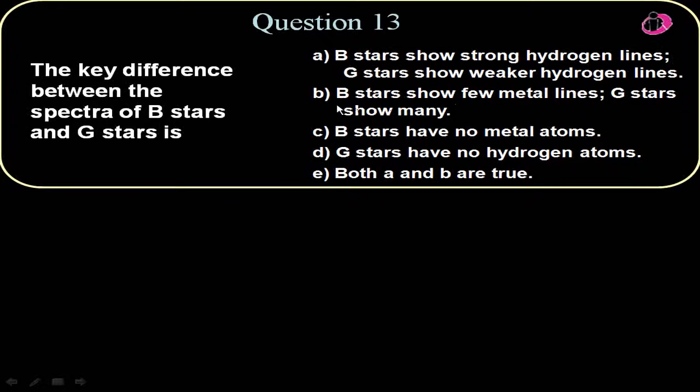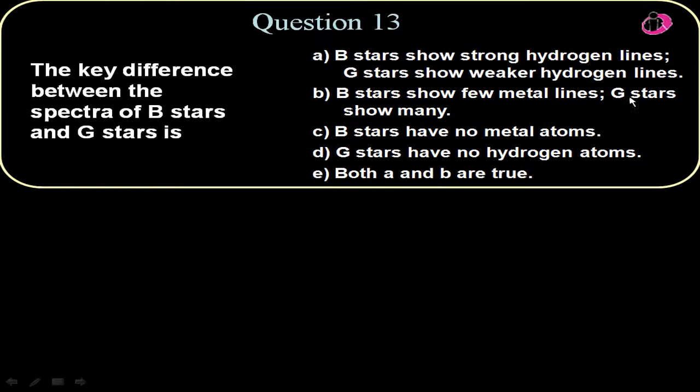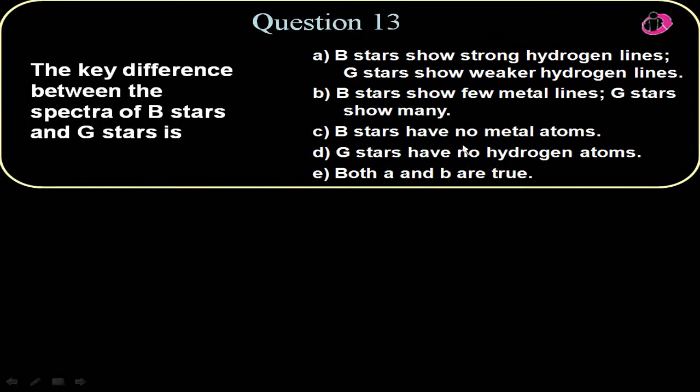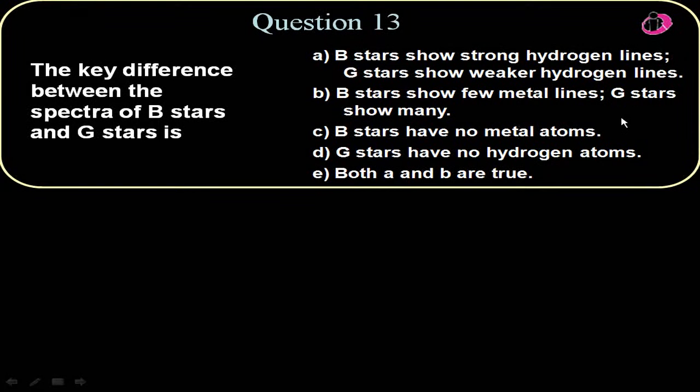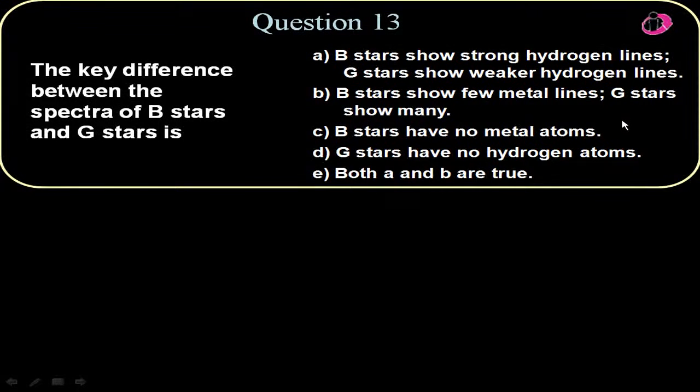That's true. Let's look at B. B stars show few metal lines, G stars show many. That's not true. Neither one shows any metal lines. C. B stars have no metal atoms. G stars have no hydrogen atoms. Neither one is true. So the only true one is A. B shows stronger hydrogen lines than G, because that's the way the A, B, C, D, E, F, G was first set up.